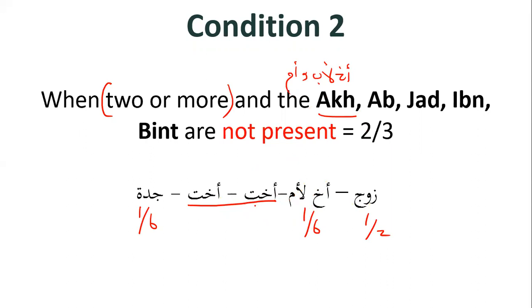The akh li ummin has no effect on the ukht. And similarly, the akh li abin only also has no effect on the ukht. So over here, there are no akhs to be found, no abjad ibn, and no bints present. Therefore, the ukhtan over here will receive 2/3 of the inheritance.